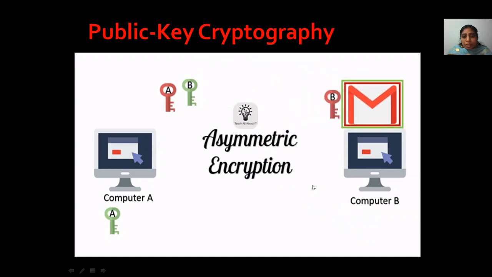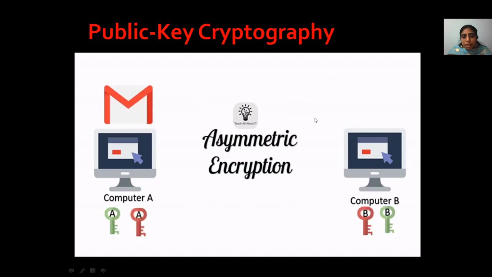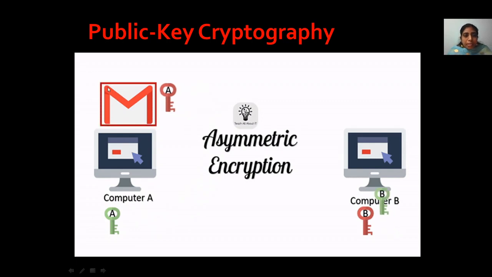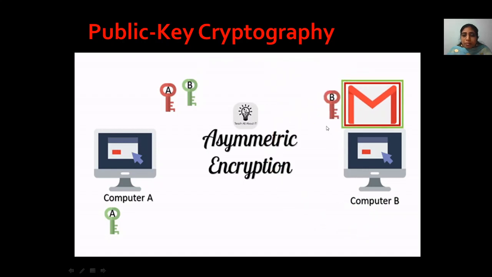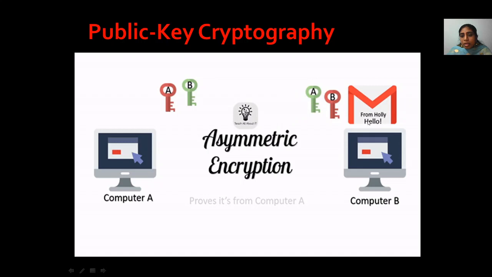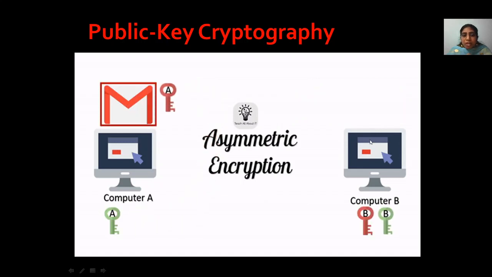Here there are two computers. The mail is encrypted with the private key and the public key of B. Then the mail is sent to B. He decrypts it by using his private key and also the public key of computer A. Then the mail is shown as hello. Like that we encrypt and decrypt the information.